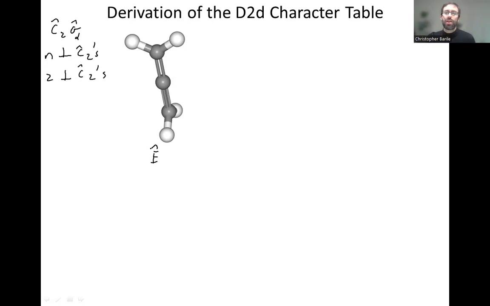And of course, we can always have the identity element, right? Which is just mathematically like 1. It's just doing the molecule itself. So every point group has the identity element.